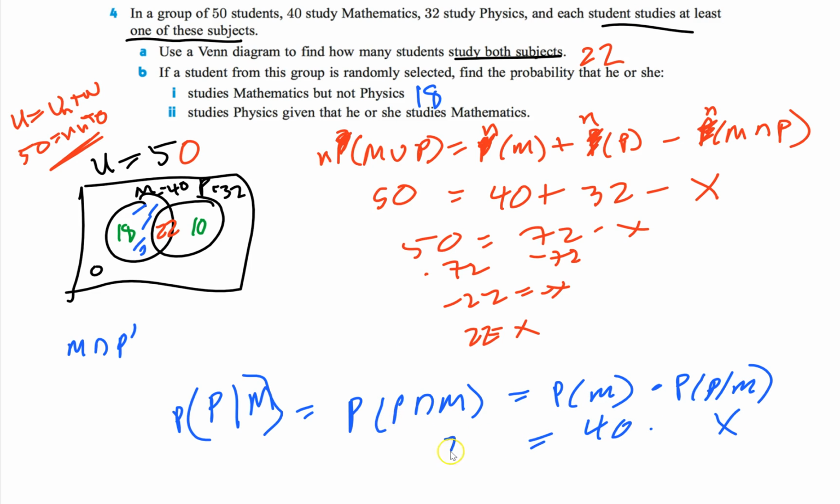And the intersection is 22. If you know the formula, which is in the formula sheet, you don't have to memorize it. If you know how to use it, it's easy. If you want to think about it logically, it's just as easy. You know they take math. So 40. How many of those study physics? 22. 22 out of 40. That's the idea. That's how you do it with the Venn diagram. That's generally the level at which they give it to you.